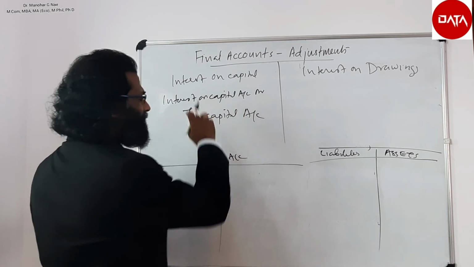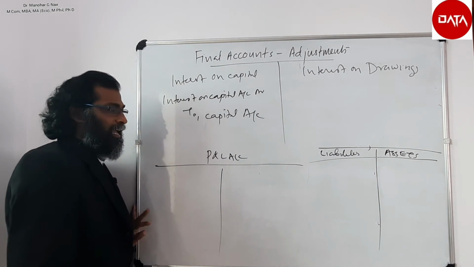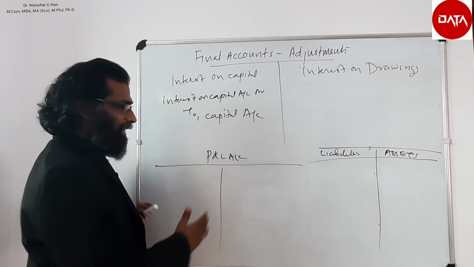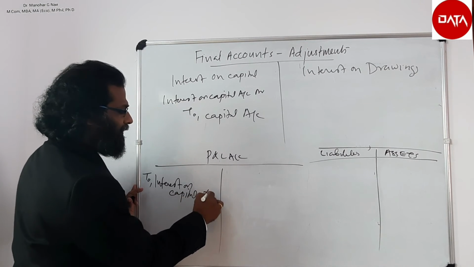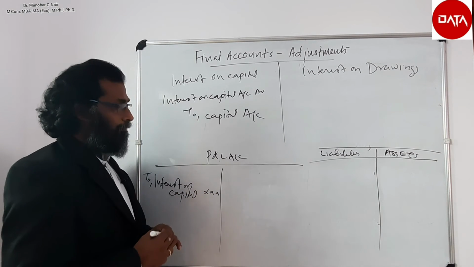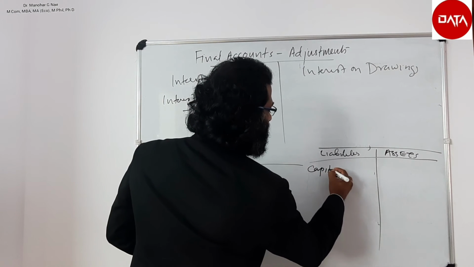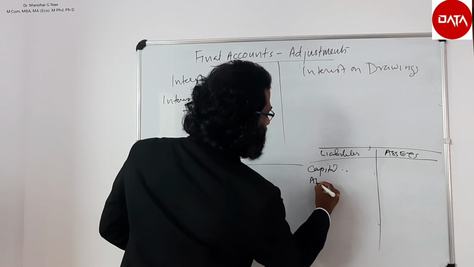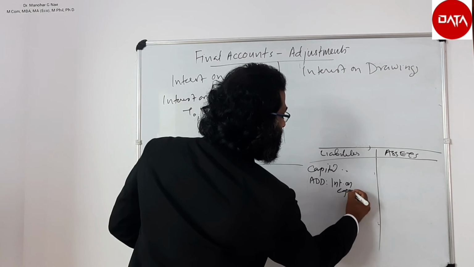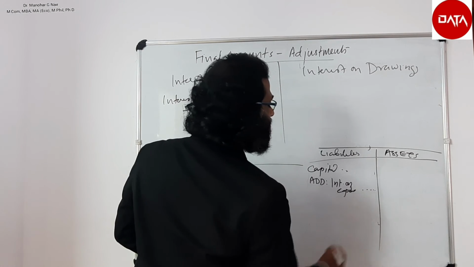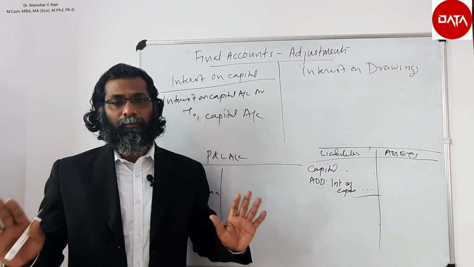Because of this interest on capital, the capital amount would increase. The adjustment in the P&L account and balance sheet is, in the P&L account you have to write on the debit side interest on capital, and in the balance sheet the interest on capital has to be added with the capital value. Here we are ignoring the income tax procedure.